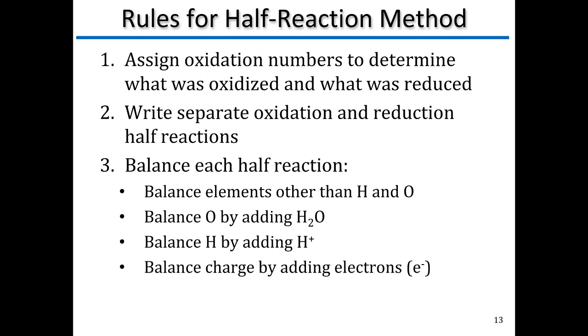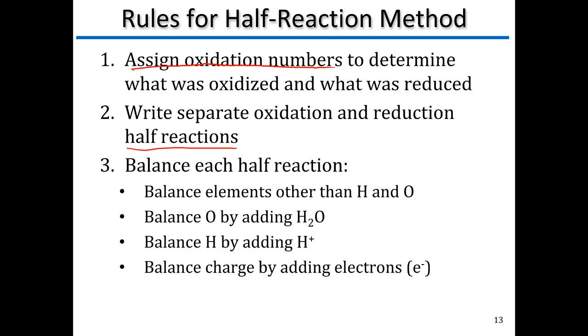And how does this work? So first we'll go over the rules, then I'll show you an example, and then we'll work some together. So the first thing we're going to do is assign oxidation numbers to determine what was oxidized and what was reduced, just like we did. So assign oxidation numbers. That's your first step. Next, we're going to write separate oxidation and reduction half reactions, and I'll show you what those are. Essentially it's taking everything that's involved with oxidation, taking everything that's involved with reduction, and just writing them separately.